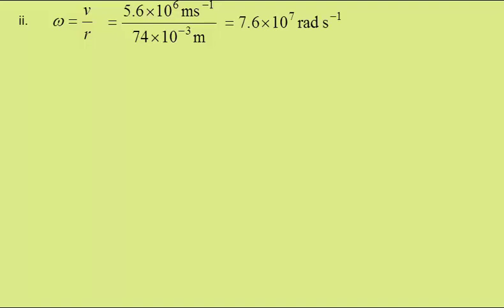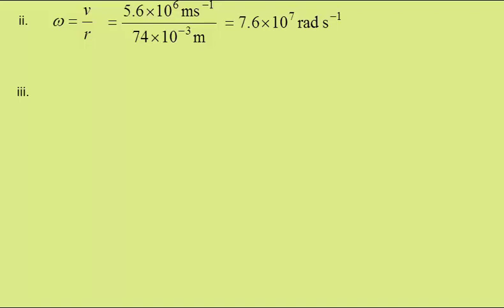In C part 2, we need to find the angular speed of the electron in an appropriate unit. Well, angular speed is given by speed over radius, and putting in the values given gives an angular speed of 7.6 times 10 to the 7, and this is in radians per second.